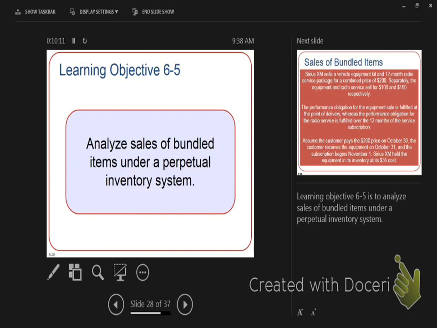Okay. All right, so the next thing we're going to talk about is bundled sales. I'm going to leave those formulas up there. I briefly mentioned this to you guys. A bundled sale is when we buy two things for one single price.